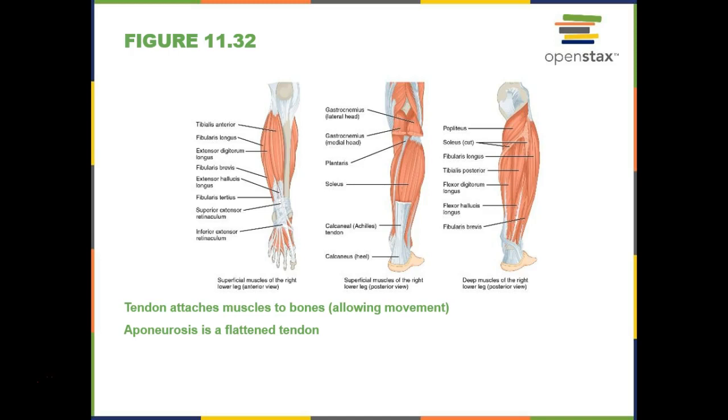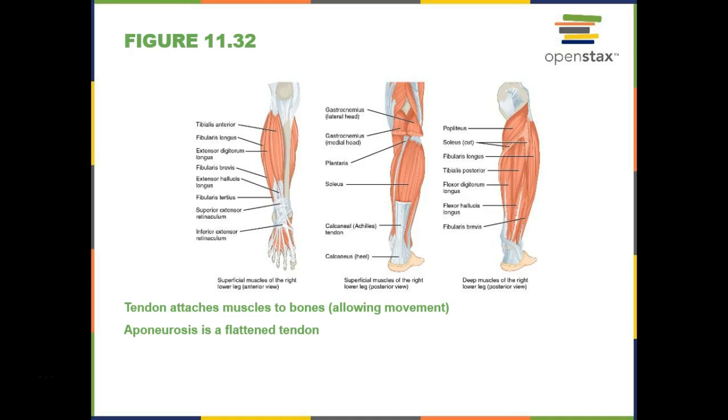The epimysium that surrounds each muscle runs into the tendon. The tendon is an attachment. It's composed of dense regular connective tissue. It attaches your muscle to bone. This is what allows us to move our bones. A flattened tendon is called an aponeurosis.